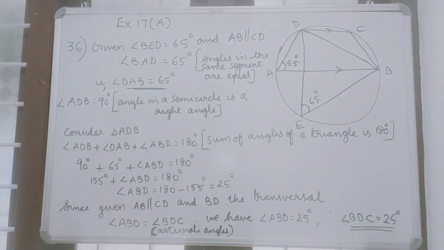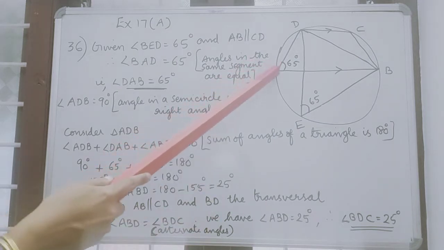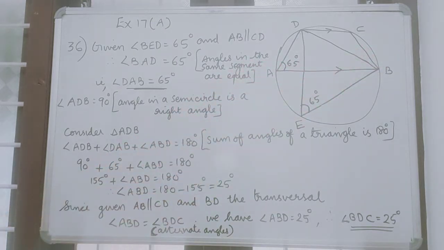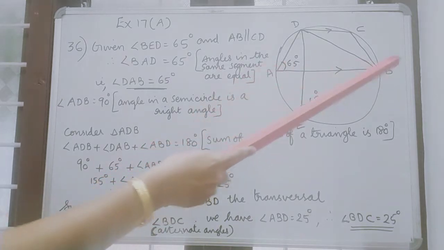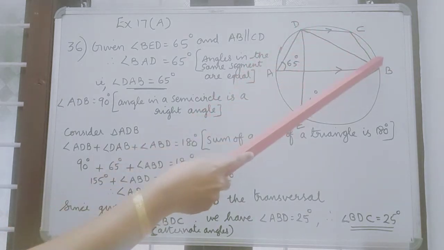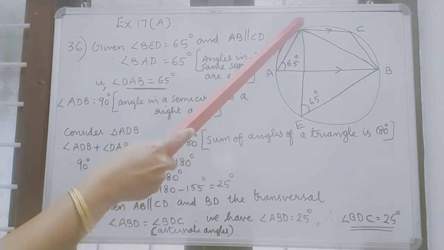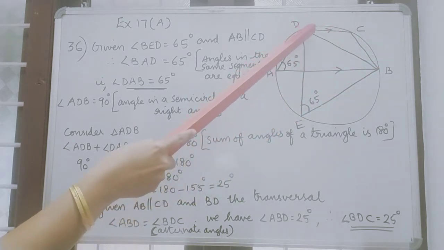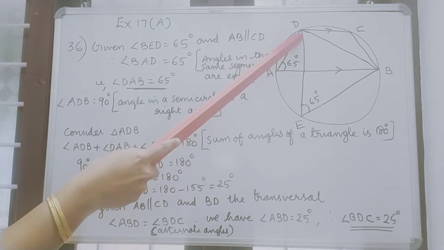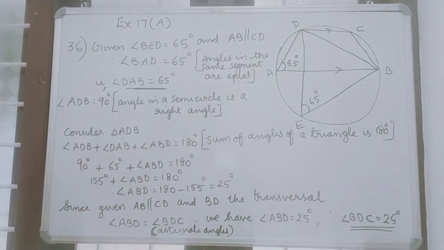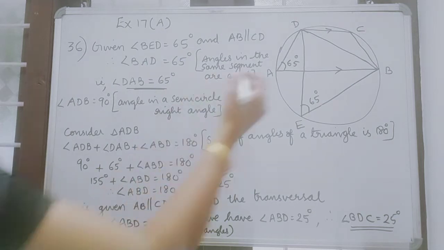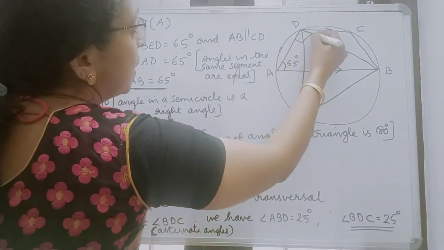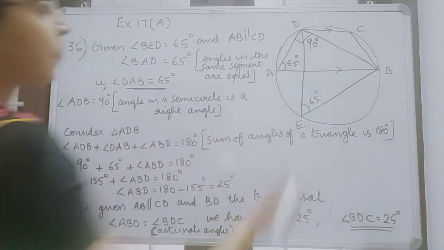Next, look at angle ADB. AB is the diameter, so it will be the semicircle. This is a diameter, so this will be the semicircle. So ADB, this total angle, will be 90 degrees. That is, angles in the semicircle is a right angle. So we can write angle ADB as 90 degrees.